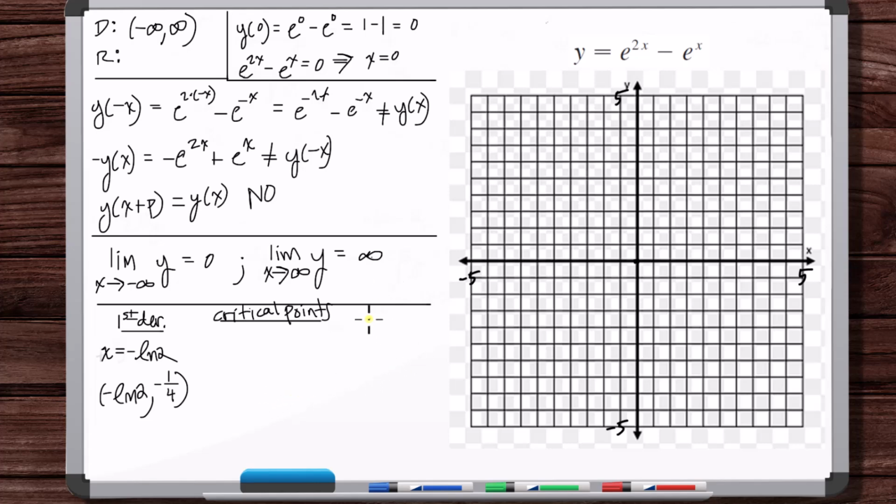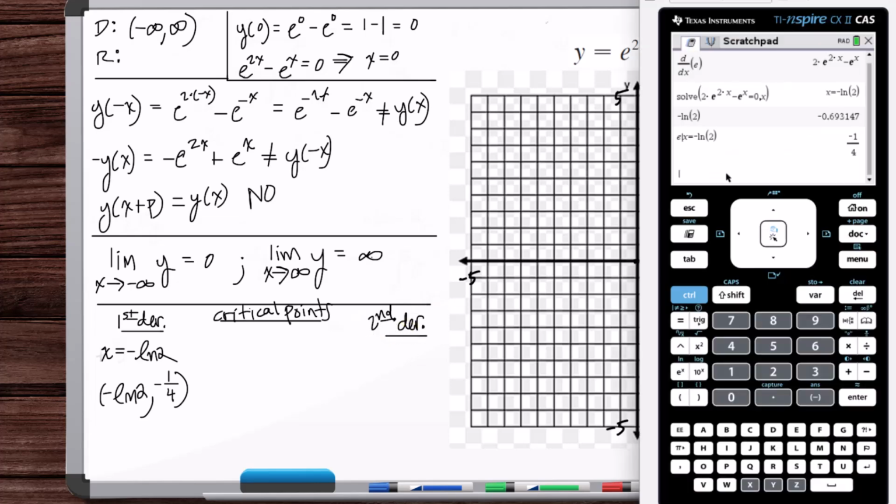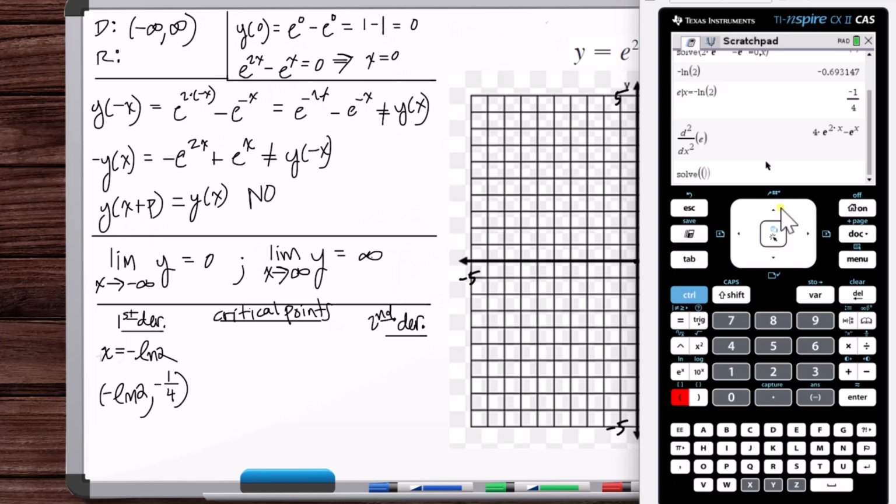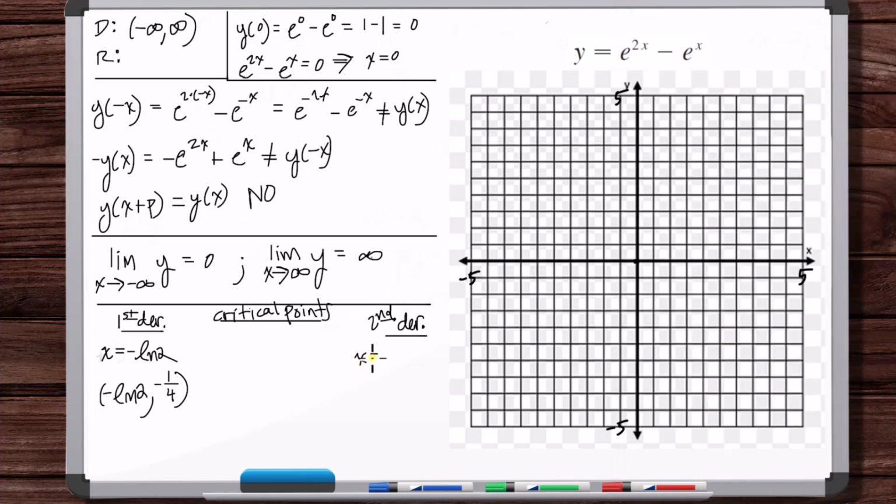Okay, all right, so now the second derivative. All right, now let's solve. That exists everywhere, but where does this equal 0? Solve for when this equals 0, for x equals minus 2 natural log of 2. Okay, so minus 2 natural log of 2.